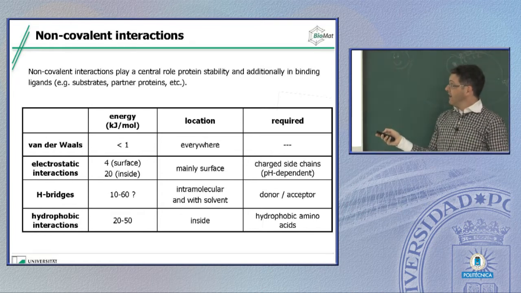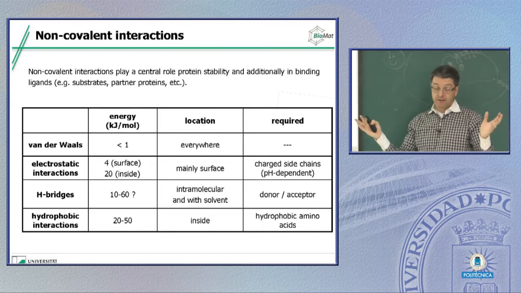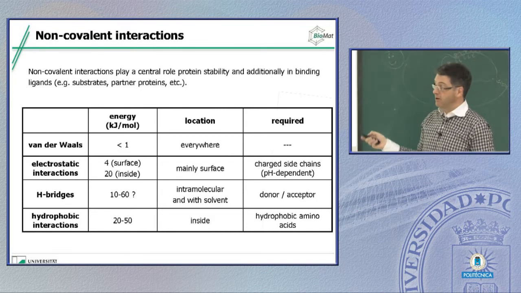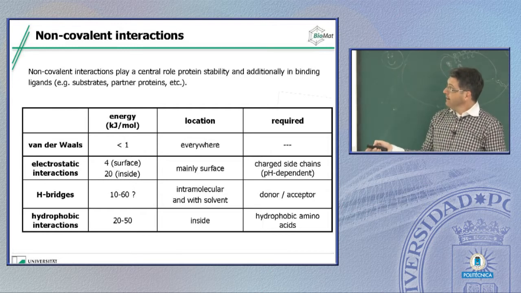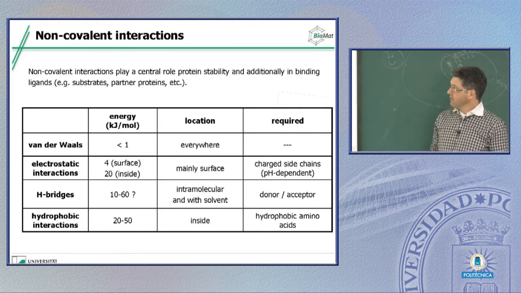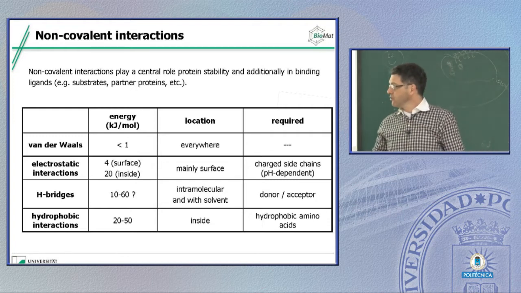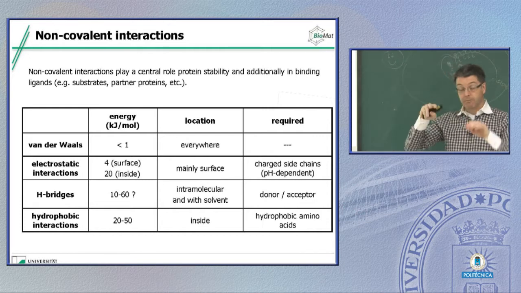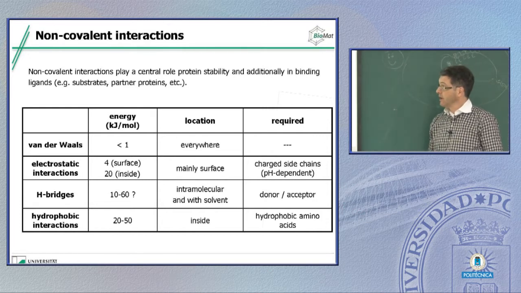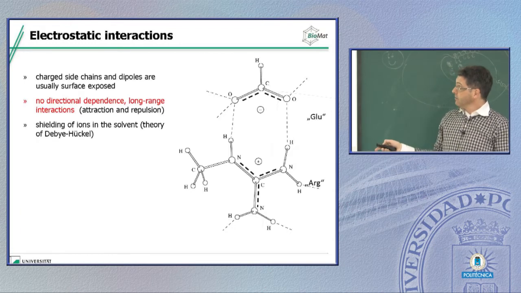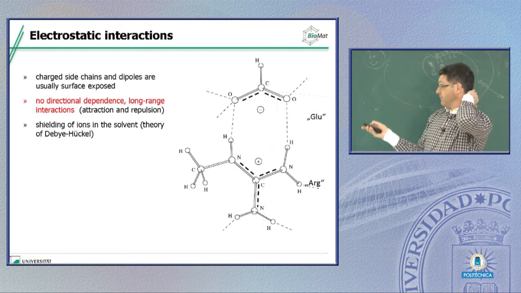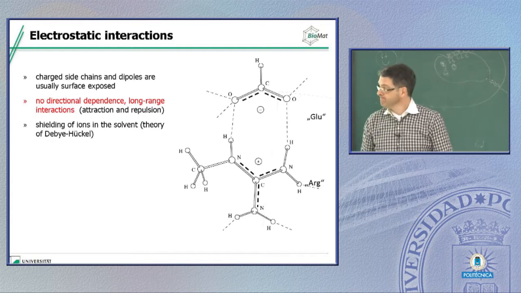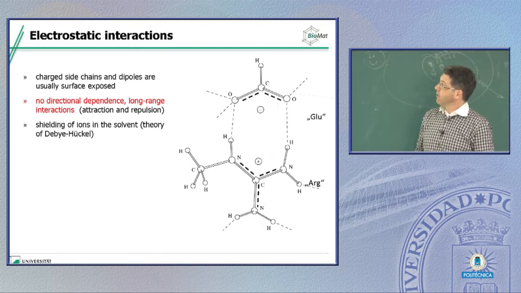So what you need is an H donor and an H acceptor, but in amino acids that is typically no big deal because we have both provided in a protein. And the final of these four non-covalent interactions are hydrophobic interactions. Also, the energy input is quite high, 20 to 50 kilojoule per mole, depending on the environment in which such a hydrophobic interaction takes place. It's typically inside a structure because hydrophobic residues are not exposed on the surface. And of course, as a requirement, you need hydrophobic amino acids. So let's have a look in more detail.